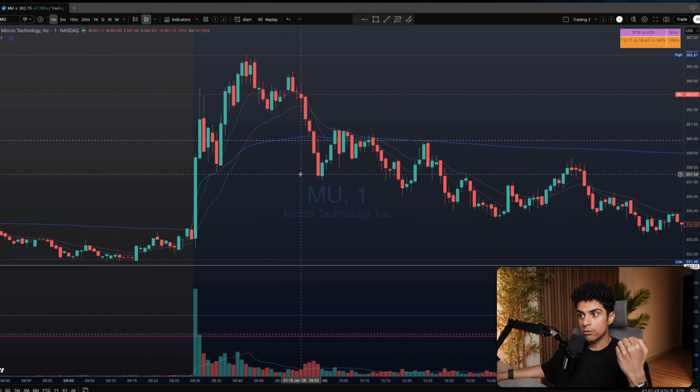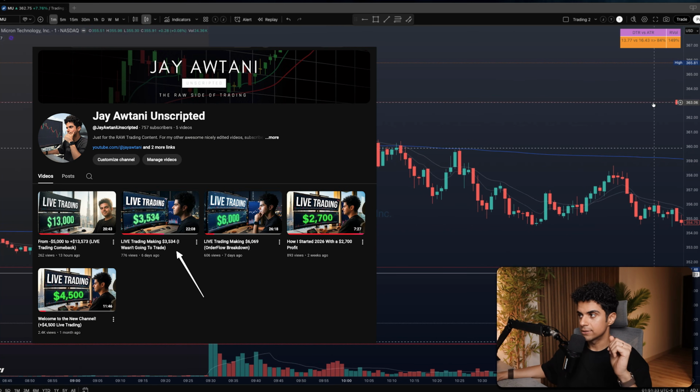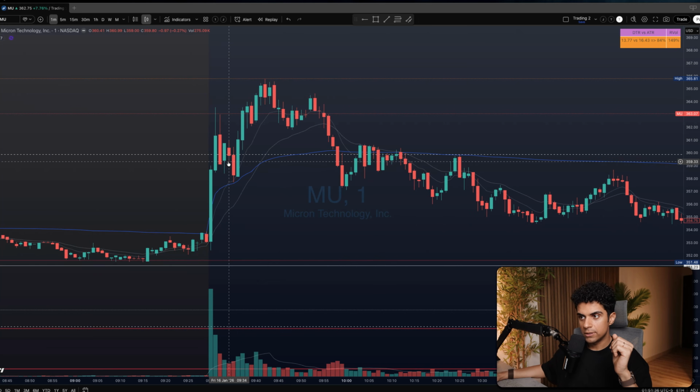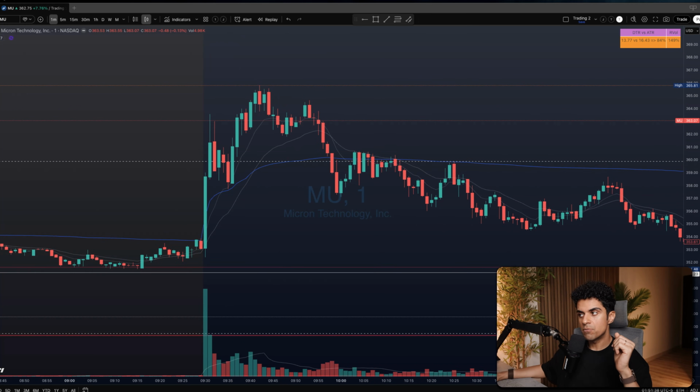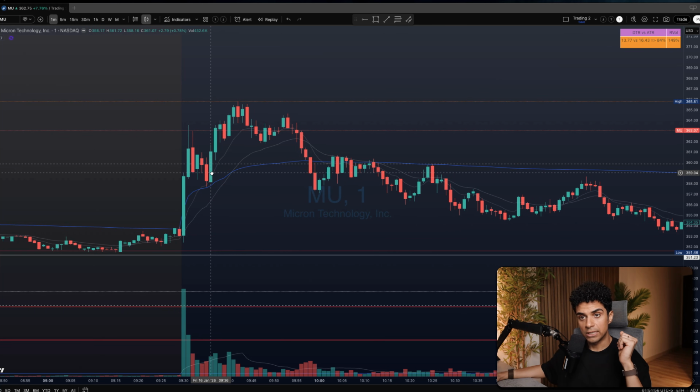My trade on this stock, I actually posted a live breakdown of this trade on my second channel, Awtani Unscripted. I entered my position on this pullback. I added right here because in most cases, when we have a nice move like this towards the upside, an insane rally, $11 move, more often than not, the first pullback likely gets bought back up. That's why I started a small position right here on the pullback. I added right here when we saw a push towards the upside on the order flow.